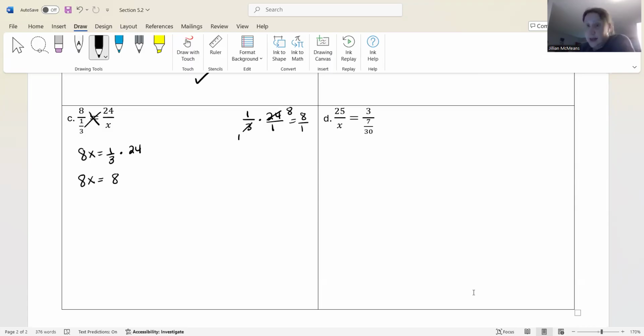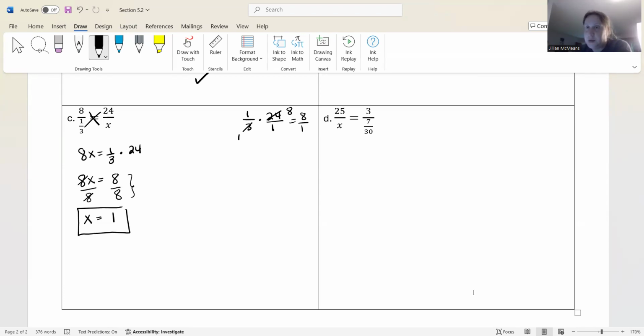And then I need to get the x alone. So I need to undo the multiplication of 8 and x. So I divide both sides by 8. 8 divided by 8 is just 1. So 1 times x is x. And then over here, 8 divided by 8 is still just 1. So the value that would make this proportion true was if x was equal to 1. Okay? One more. So we have 25 over x equals 3 over 7 over 30.